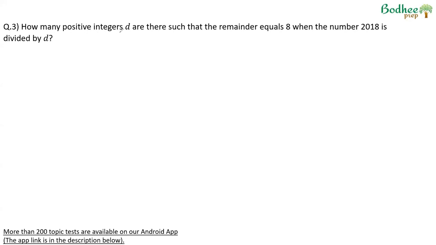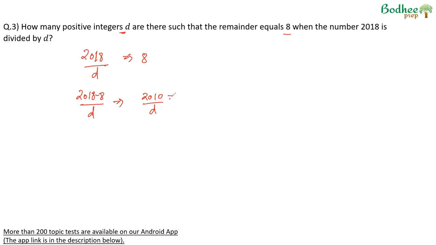How many positive integers D are there such that the remainder equals 8 when the number 2018 is divided by D? Therefore, we can say that 2018 minus 8 should be divisible by D, which means 2010 should be divisible by D. Also, since the remainder is 8, D has to be a value which is greater than 8. Because if I divide the number by 5, I cannot get a remainder that is 5 or more than 5.